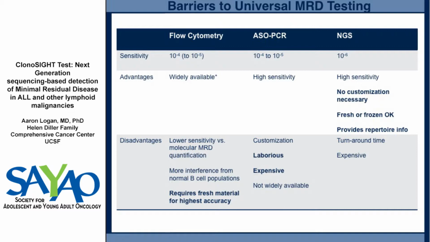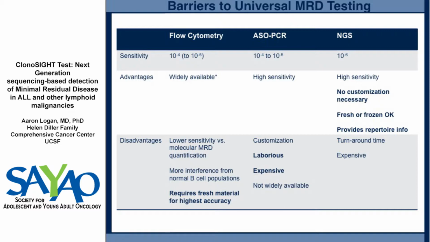There are some additional benefits that we've looked into, but I won't talk about, and that's actually interrogating the entire repertoire to look at things like immune reconstitution. Now, there are certainly some drawbacks that one could draw between these other methodologies and next-gen sequencing.